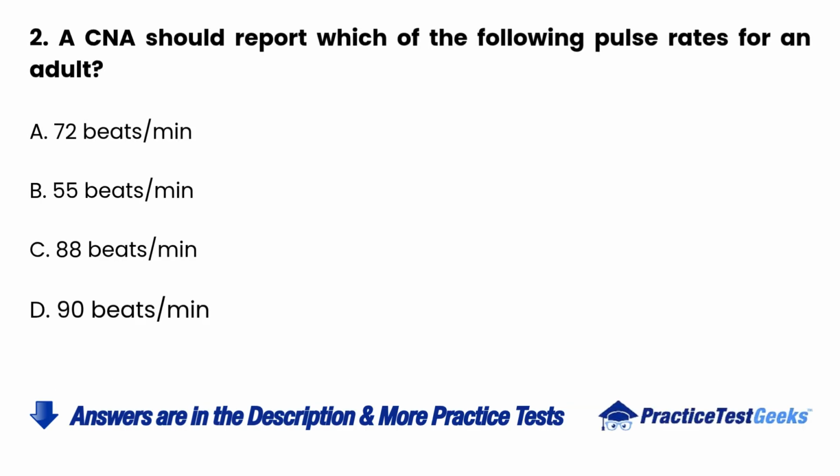2. A CNA should report which of the following pulse rates for an adult? A. 72 beats per minute. B. 55 beats per minute. C. 88 beats per minute. D. 90 beats per minute.